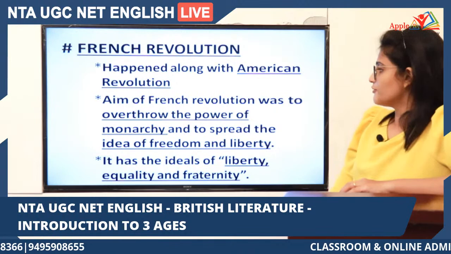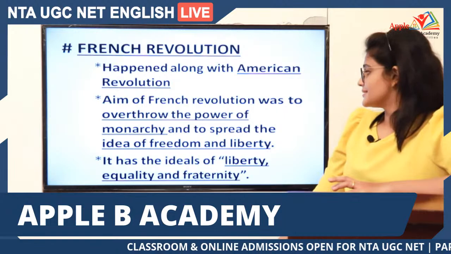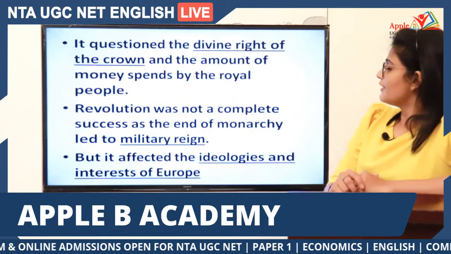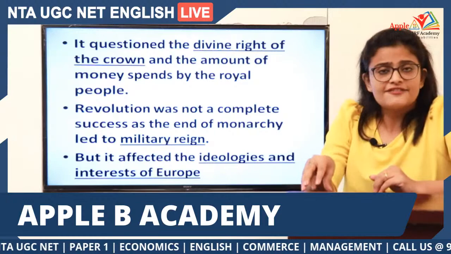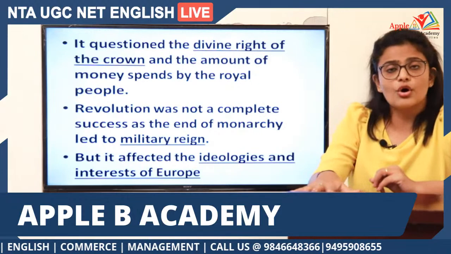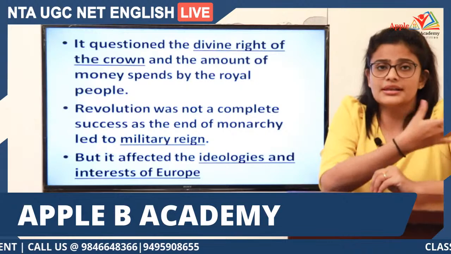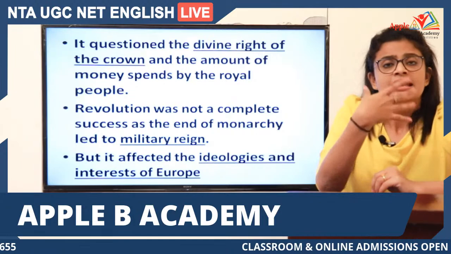So the aim of the French Revolution was to overthrow the power of monarchy and to spread the idea of freedom and liberty. It also has the ideals of liberty, equality, and fraternity. It questioned the divine right of the crown and the amount of money spent by the royal people. So if the crown gets power, that means the aristocratic people or the royal people are all utilizing their power. And even when the people who belong to the lower strands of society are suffering, there is not much difference in the life of the royal people.